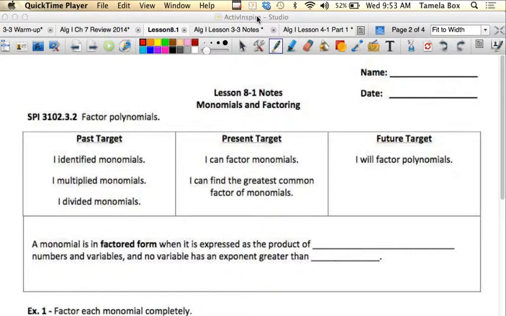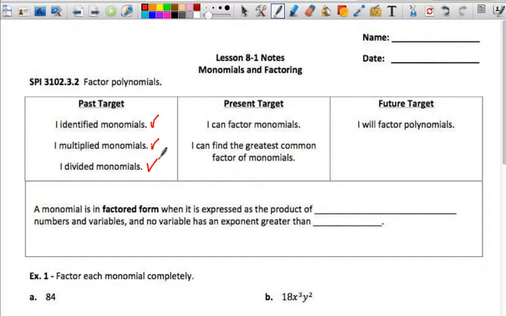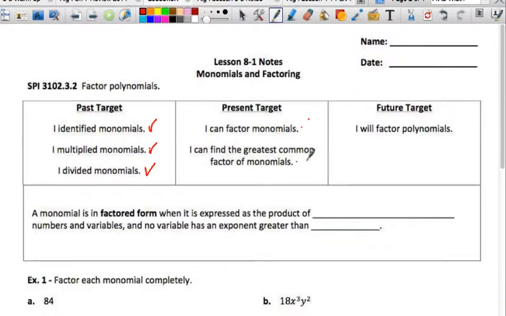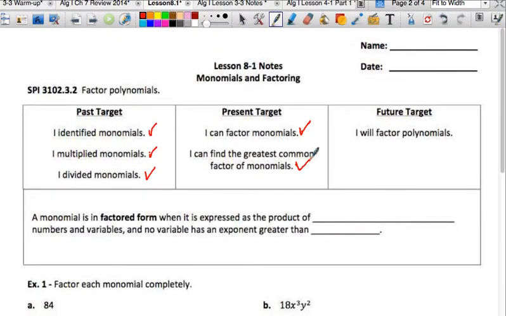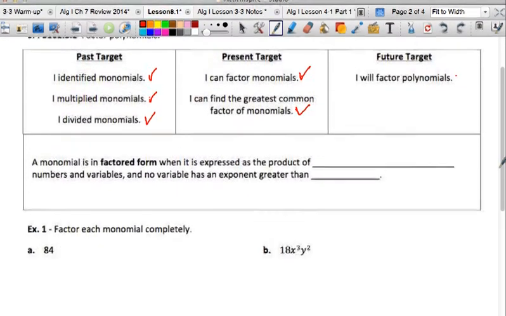Our past target, we identified monomials, multiplied monomials, and divided monomials. We've done all three of those things. Okay, today in these notes we're going to talk about factoring monomials and finding the greatest common factor of monomials. And then in the future chapters, we will factor polynomials. Okay, so let's go ahead and get started in our notes.